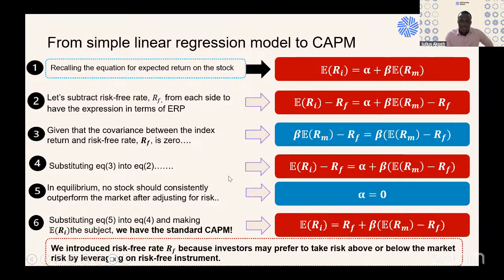Now, that takes us to finance theory again. There's an assumption here. In equilibrium, no stock is expected to consistently outperform the market. There's a lot I can say about that, but think about it simply like this. If there's a stock that everybody considers to be generating excess returns, what do people do? People buy that stock. As more and more people buy the stock, what happens to the price?